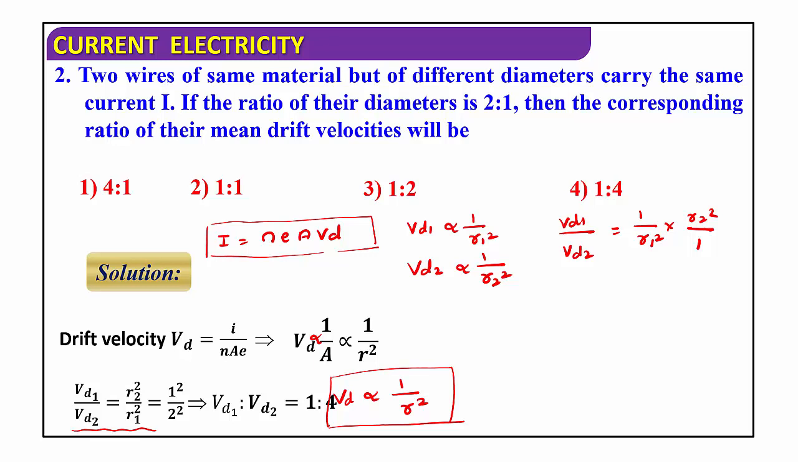Now directly you can substitute their values. R2 square divided by R1 square, substitute the given value. So 1 square divided by 2 square. So we got the answer 1:4. So 1:4 means option 4 is the right answer.